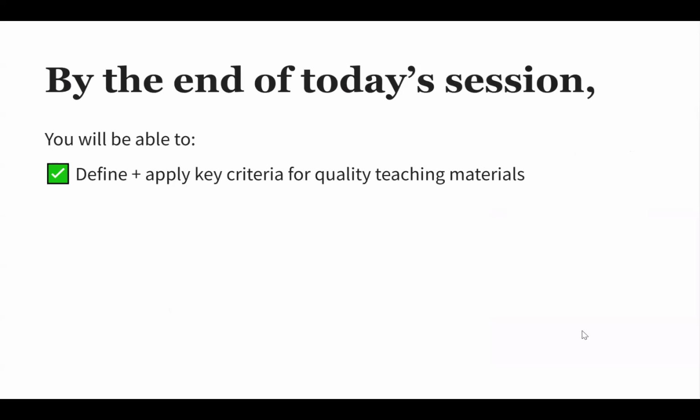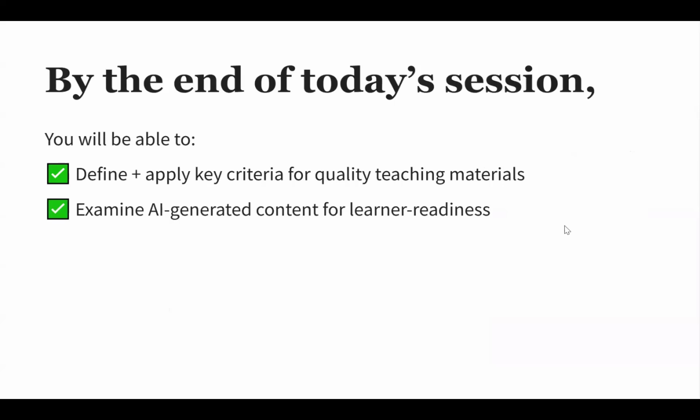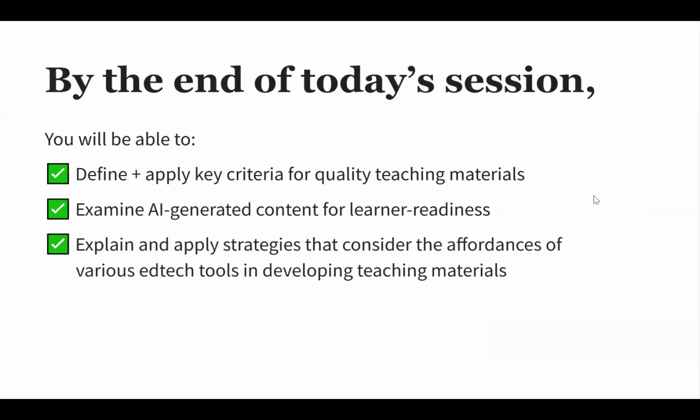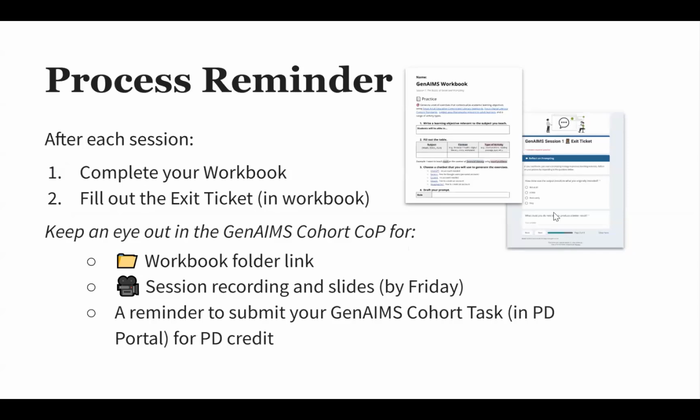So by the end of today's session, our objectives are to be able to define and apply criteria for quality teaching materials. We started looking at that criteria last time. We'll continue today. We will examine AI-generated content for learner readiness. Explain and apply strategies that consider the affordances of various ed tech tools in developing teaching materials. So we're going to actually look at, once we generate that content using AI and we put it into the different digital tools that we would use with learners, what are some of the pros and cons to those different tools?